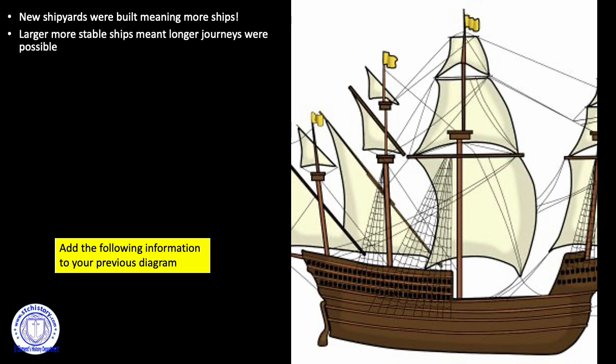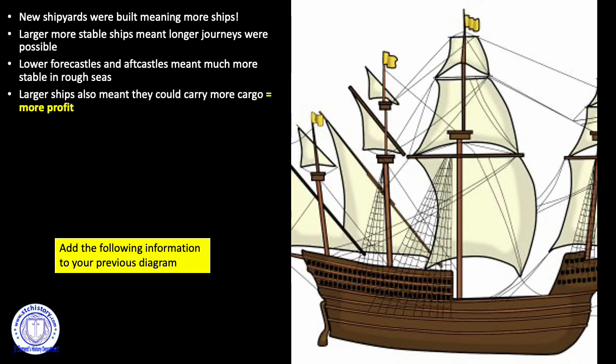They're also more stable, and they're bigger, which means we can go for longer because you can get more supplies, more food, and obviously when you're coming back with larger ships, as we've previously said, you have more items to sell. Lower forecastles and aft castles, so at the back, as we've already mentioned on the previous page, means much more stable in rough seas, meaning that you can carry on with your journey rather than perhaps having to anchor, losing time, and in this case, time definitely is money.